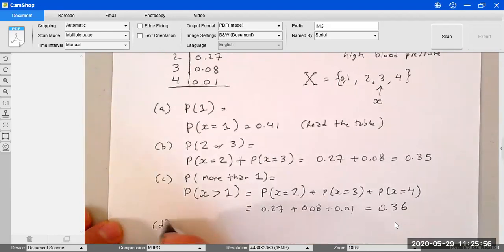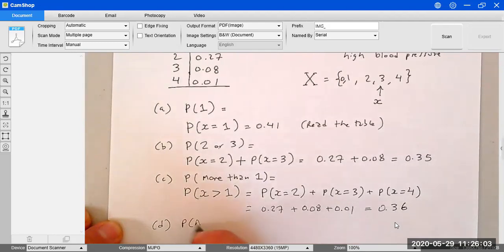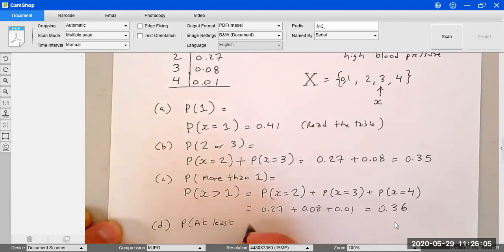Finally, we have part D. We want now the probability of at least 1. So read carefully these expressions.